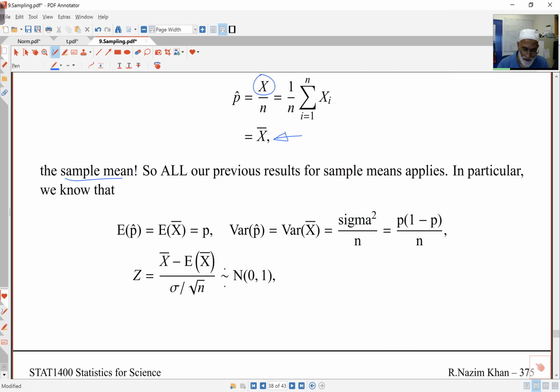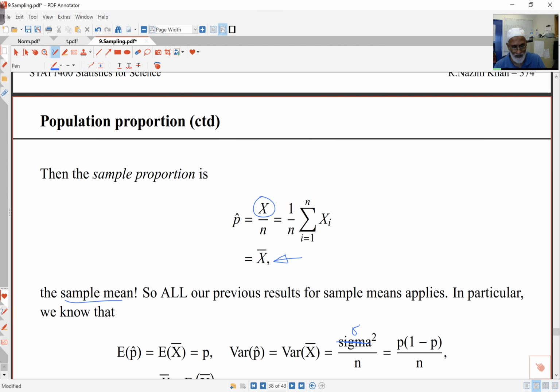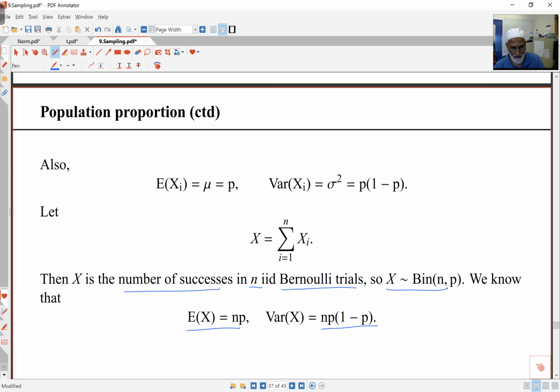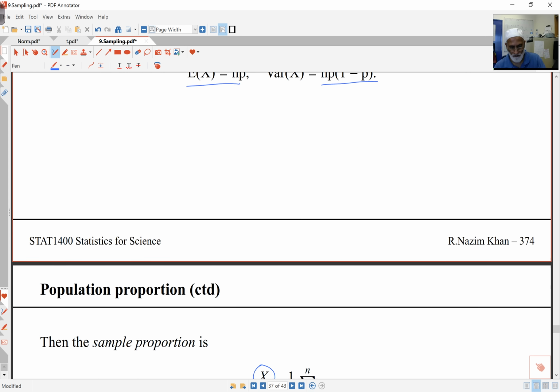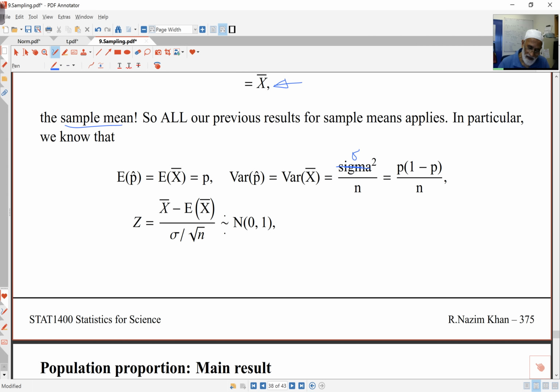In particular, I've got my sigma squared there. The mean of p hat is the same as the mean of x bar, which is p. I had that earlier. The variance is going to be sigma squared upon n. Sigma squared is p, 1 take p, over n in the previous slide. It's my sigma squared, and there's my mu. And in particular, z, which is the standardized mean here, x bar minus E of x bar over sigma square root of n, is going to be normal 0, 1, approximately normal.